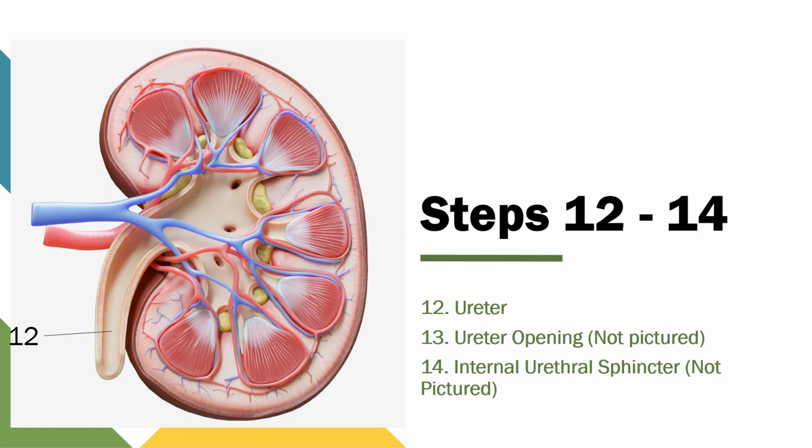And from the renal pelvis, it's going to travel down into the ureter, and not pictured in this is the ureter opening and the internal urethral sphincter. At this point, you're looking more into the bladder, and past the internal urethral sphincter is the external urethral sphincter.